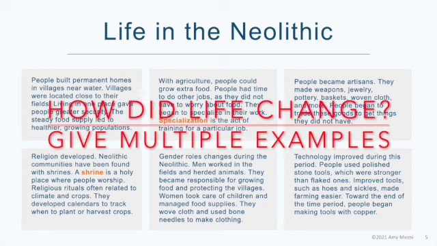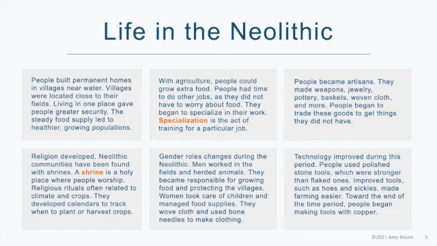People built permanent homes in villages near water. Villages were located close to their fields. Living in one place gave people greater security. The steady food supply led to healthier growing populations. With agriculture, people could grow extra food. People had time to do other jobs, as they did not have to worry about food. They began to specialize in their work.